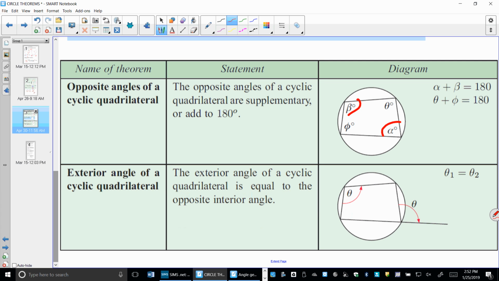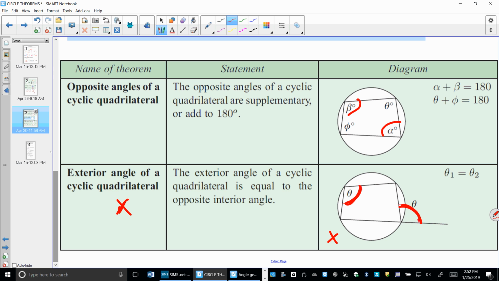Exterior angle of a cyclic quadrilateral, it's a little bit similar to the exterior angle of a triangle, although this exterior angle here would be equal to this interior one opposite it. Do we have to know how to work these out, or just recognize them? You need to recognize them, you may have to give a reason, so you need to match this column here with this column here.